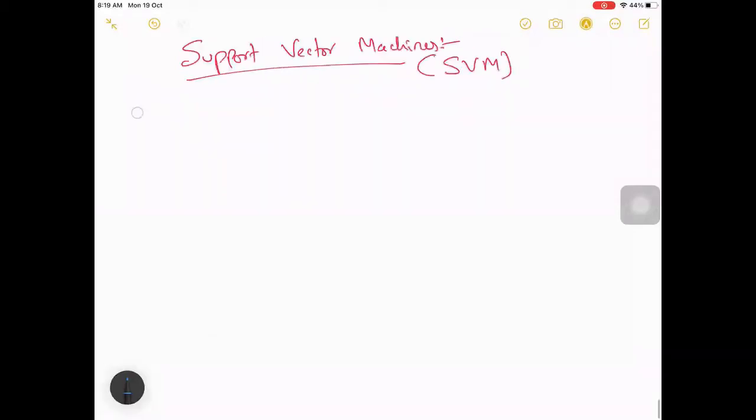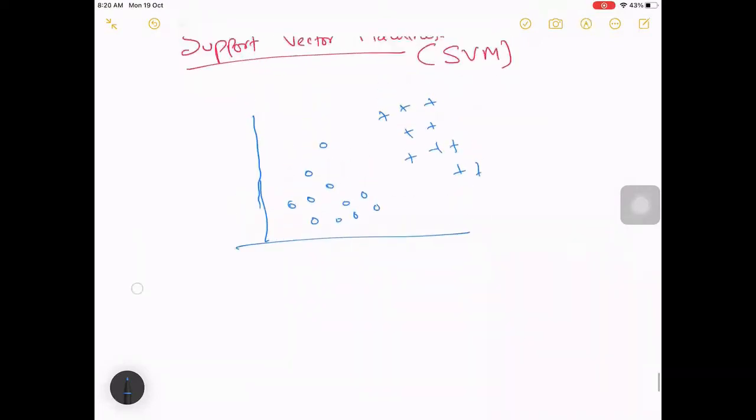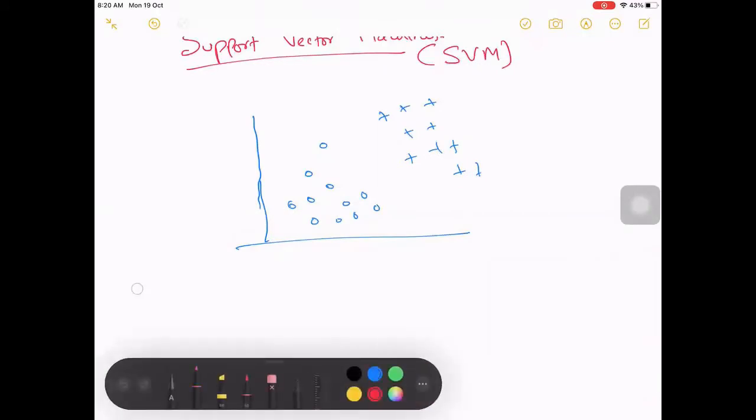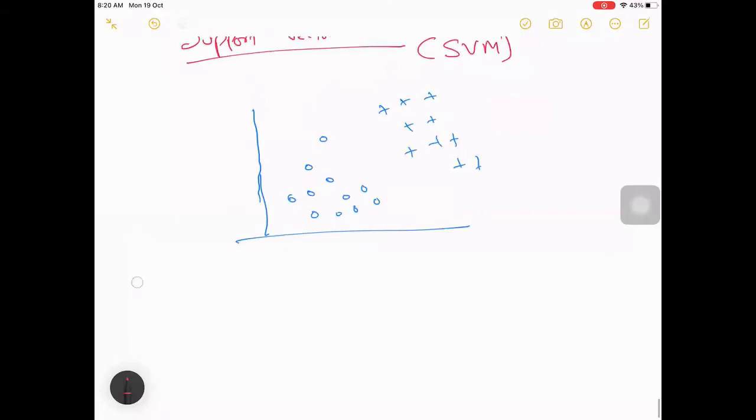Let me say, this is one data and this is one more data. We need a kind of boundary which should separate this class versus the other class. If it is two-dimensional, the decision boundary is a line which will separate these two classes. And if it is three-dimensional, it will be a plane.